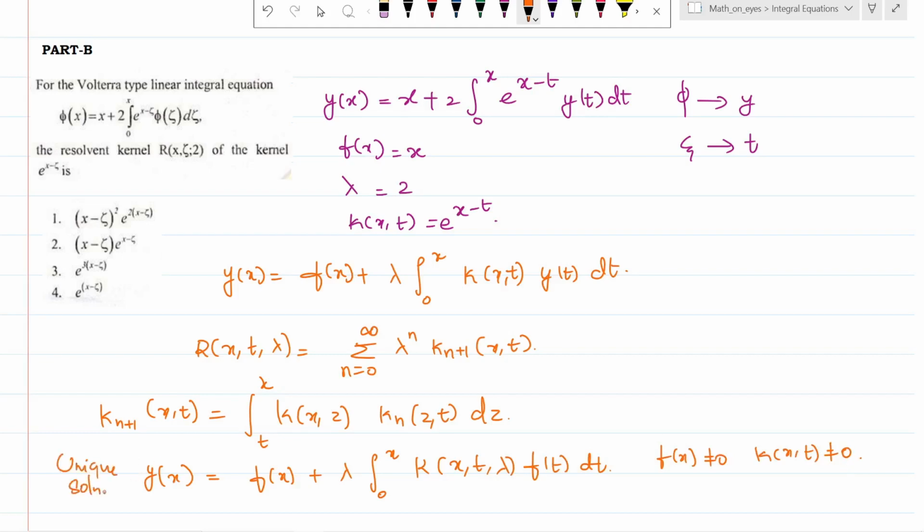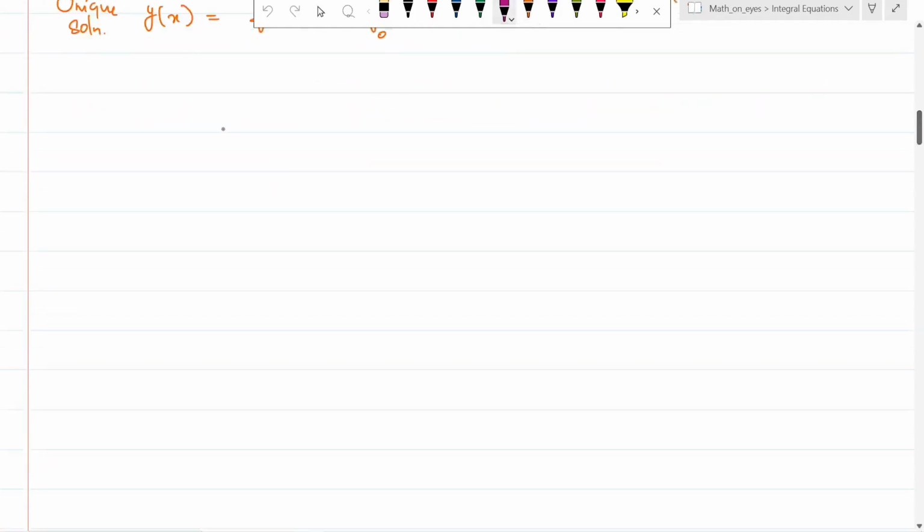But in this problem, it is not necessary to find the solution. It is enough if we find the resolvent kernel. So we will first evaluate k n plus 1 of x comma t, and then we will find the resolvent kernel. K of x comma t is given to be e to the power x minus t. That will be equal to k1 of x comma t also.